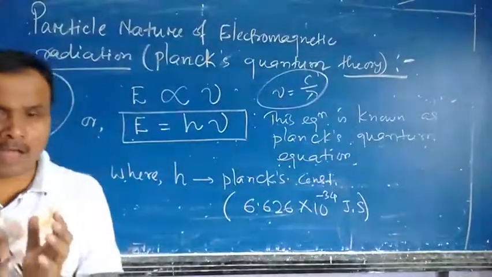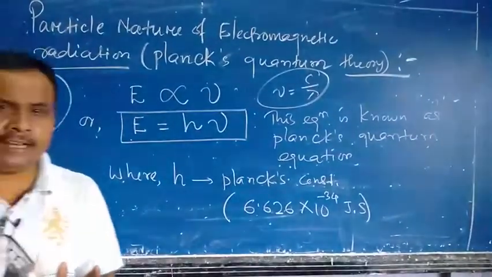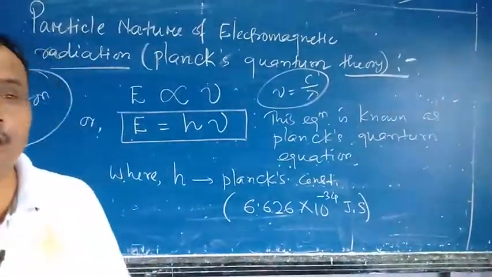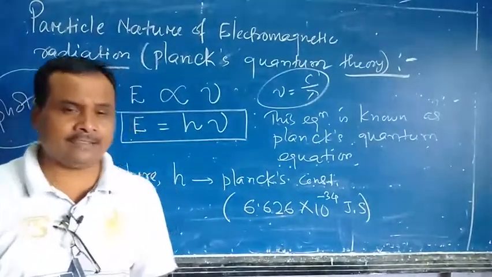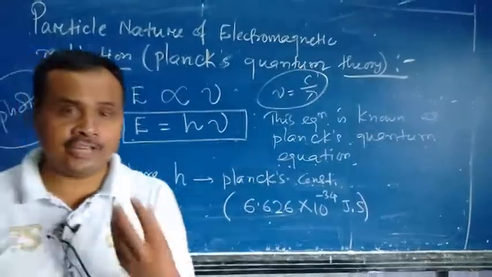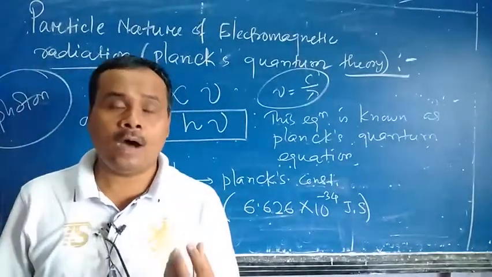So according to Planck's quantum theory, radiation consists of small packets of energy. Those small packets of energy present in a radiation are known as quanta.